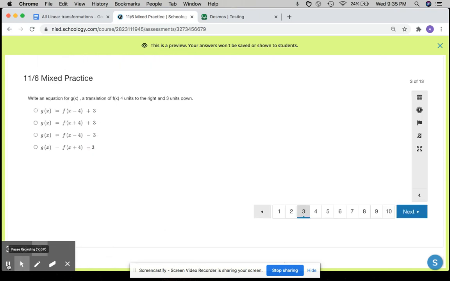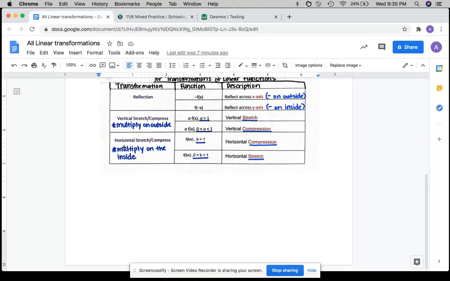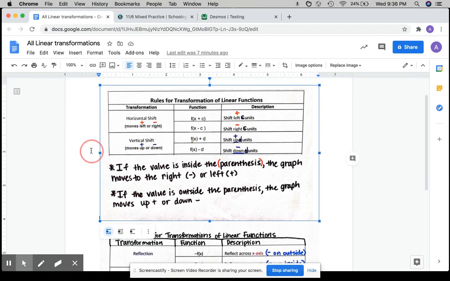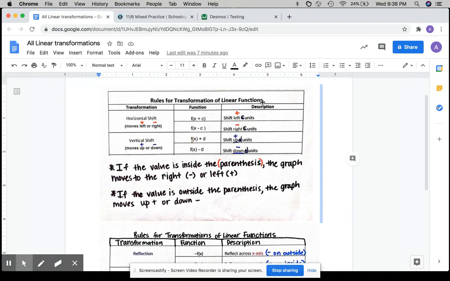Next question. Write an equation for g of x, a translation of f of x 4 units to the right and 3 units down. So if you go back to your transformation notes, when I'm moving to the right and left, it's inside of the parentheses. When I move to the right, I'm going to have a minus sign. When I move up or down, it's on the outside and it's addition or subtraction.